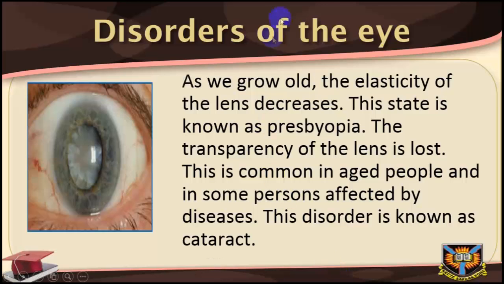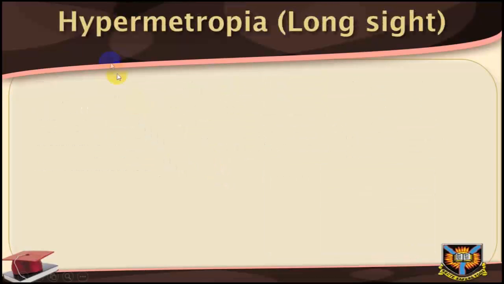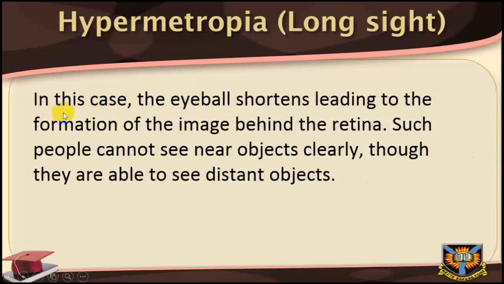Myopia, short sight. The elongation of the eyeball results in myopia. The image of the object is formed in front of the retina. People having such errors are not able to see distant objects clearly. Hypermetropia, long sight. In this case, the eyeball shortens, leading to the formation of the image behind the retina. Such people cannot see near objects clearly, though they are able to see distant objects.